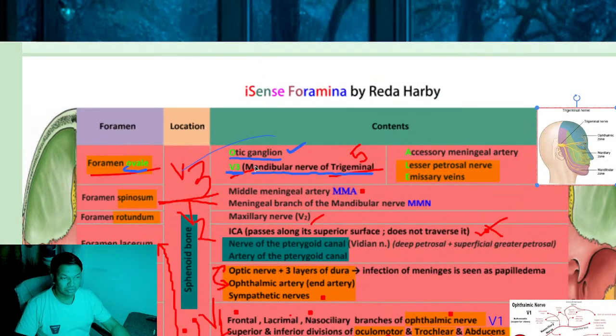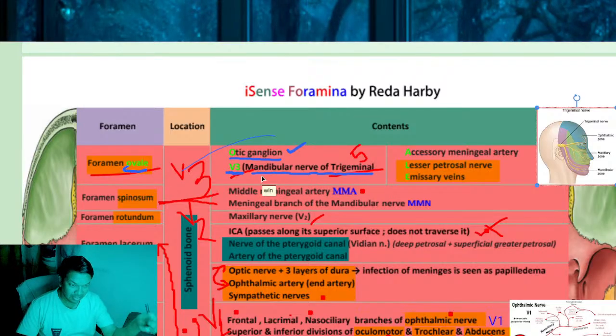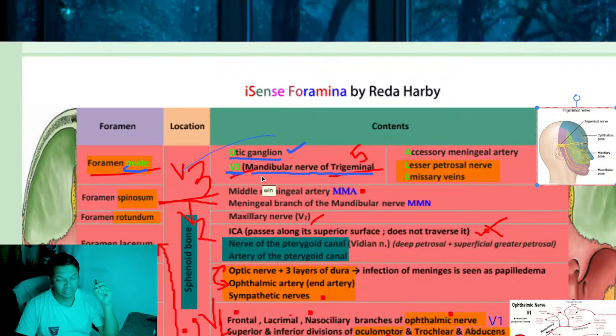The previous one was the mandibular division of the trigeminal nerve. This one is directly the meningeal branch of the mandibular nerve. Separately, there is the mandibular nerve, and it gives a branch to the meninges. Now foramen rotundum. Rotundum contains V2, the maxillary nerve.